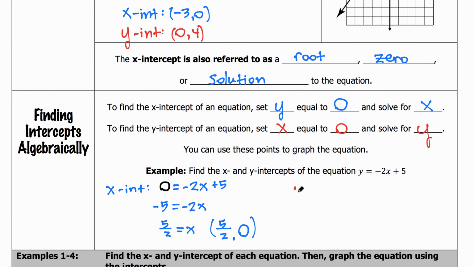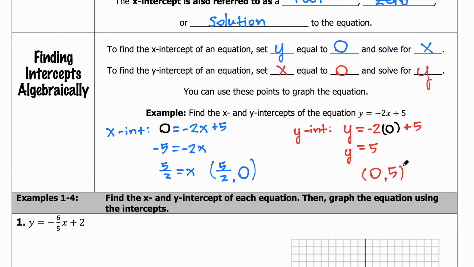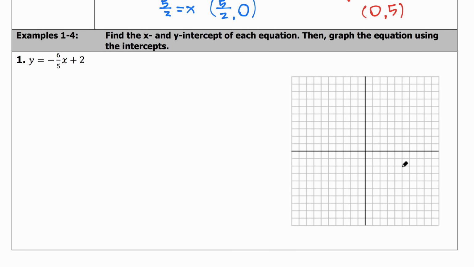The y-intercept, we substitute a 0 in for x, and we solve for y. So this would be just y equals 5, so the y-intercept is at the point 0, 5. So what we're going to do now is practice in these examples below, finding x and y-intercepts of each equation, and then once we've found those, we'll use those points to graph the line.